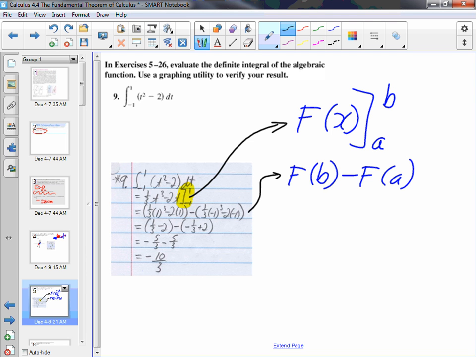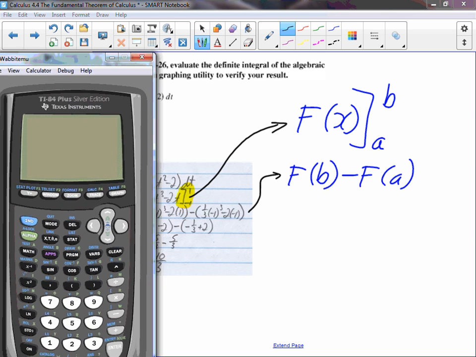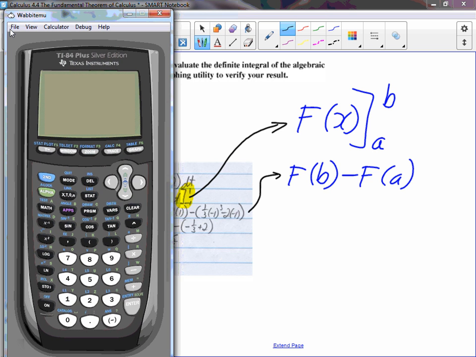All right, that is the signed area of the region between the graph of that function and the x-axis. Now, what we don't know is we got a negative signed area. Yeah, we know there's more underneath. We don't know if the whole thing's underneath or just more of it, but more of it. Now, let me show you how to do this on your calculating machine.